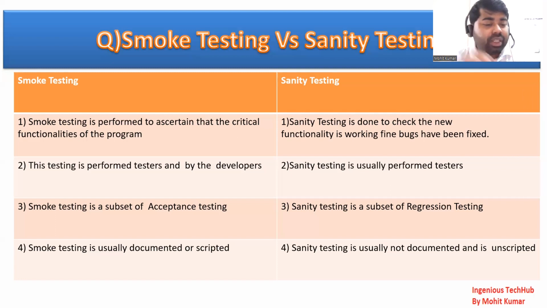you can have this. Smoke testing is usually documented or scripted, and sanity testing is usually not documented and is unscripted. It depends upon how the companies are following this last point. This is the first time we are doing smoke, so you will get the complete documentation and all. But sanity we already know the functionality, and we just have to test some critical functionality if any changes are there, or a new version is being added, or they have fixed some defect. That's all in this video, guys.